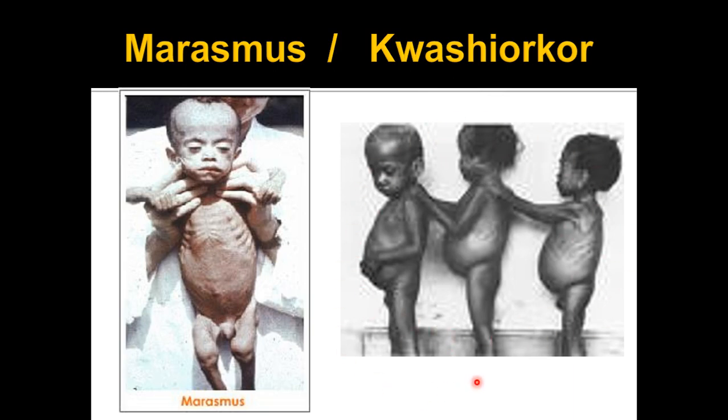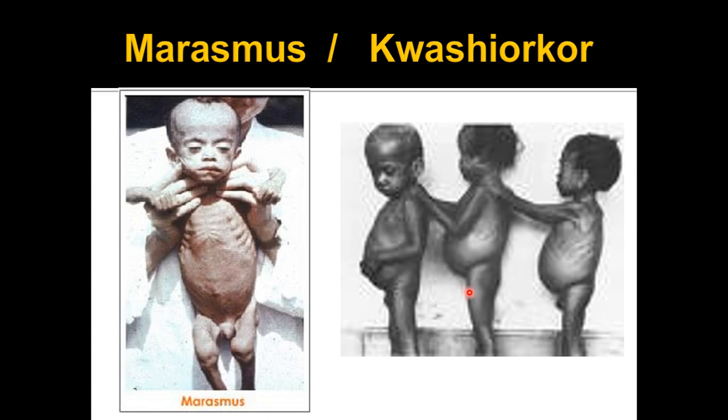And then kwashiorkor is these examples right here. So notice a couple differences here. These little kids are standing up on their own, and they're older than this guy over here with marasmus, but we see these protuberant abdomens with really thin bodies. And what's going on with kwashiorkor is protein and lipid starvation. So they're getting enough carbohydrates somewhat, but definitely not enough proteins and lipids, and that's what's causing this protuberant abdomen appearance.